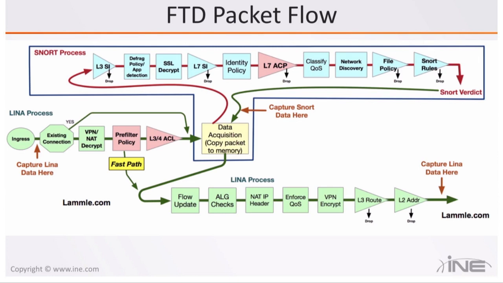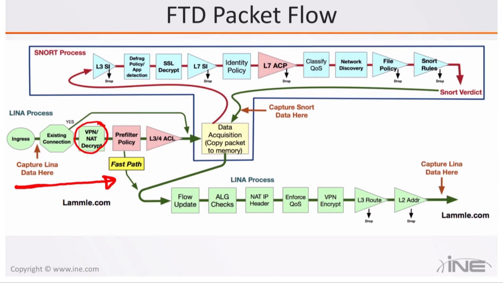So notice in here, when we come in, here's my Lina process. Now this is a little bit more detailed, isn't it? So we have our ingress, and if it's an existing connection, we're going to skip the pre-filter through the layer 3, 4 ACL, but not necessarily the Snort process. Here, as I mentioned earlier, is my VPN, NAT and my decryption, and then the first thing we hit is a policy, an FTD policy, not a Firepower policy, meaning no appliance, no ASA with Firepower.